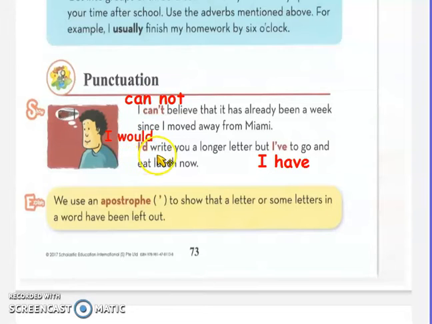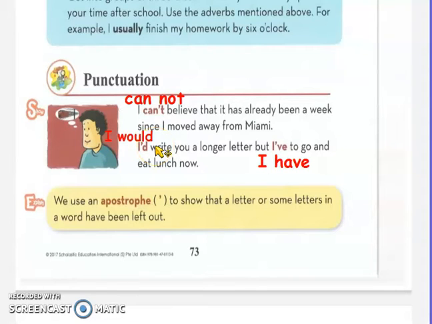I'd write you a longer letter. I'd is the short form of I would. And we use the apostrophe. I would, I'd.